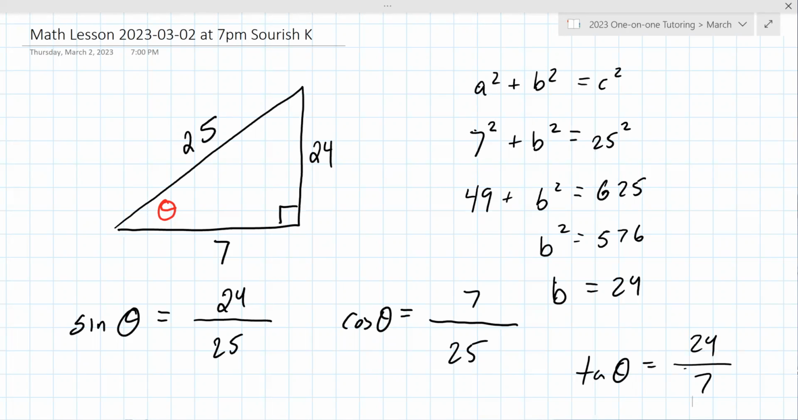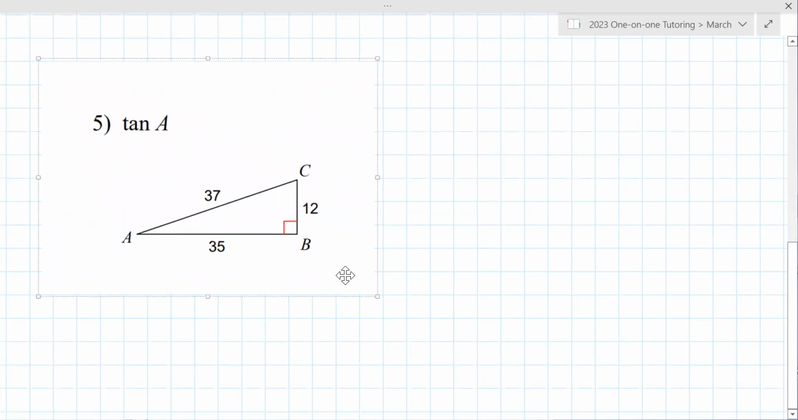All right, so we started doing a couple of these worksheet problems. We're going to do a few more of those today, and then we'll switch to the calculator stuff. Okay, so here's a problem for you. They already have the three sides figured out. What is the tangent of A?